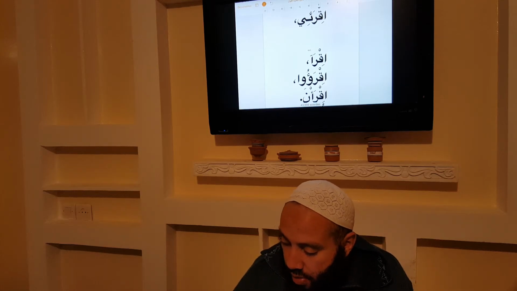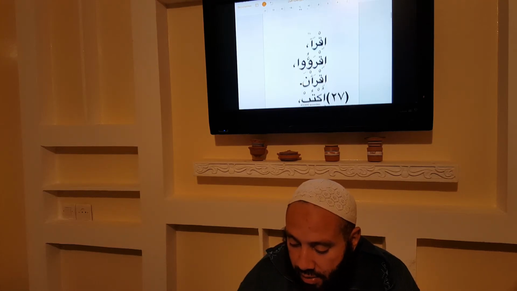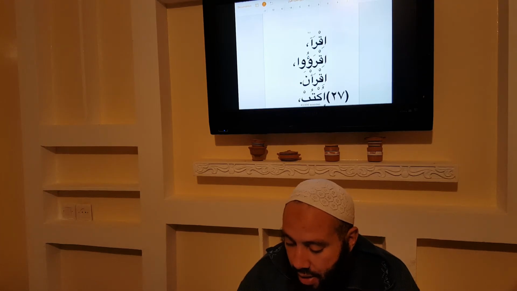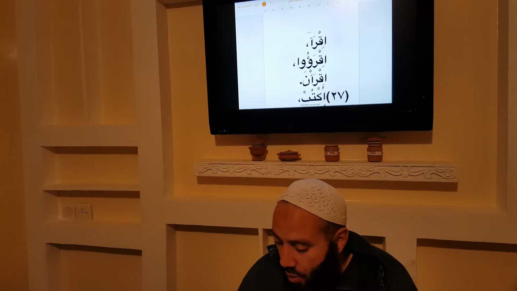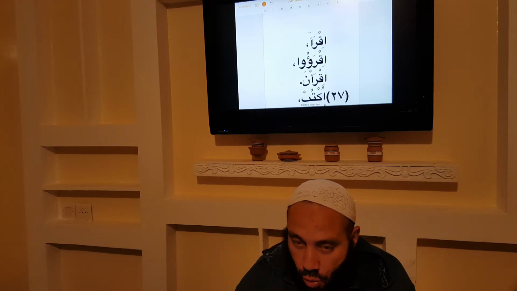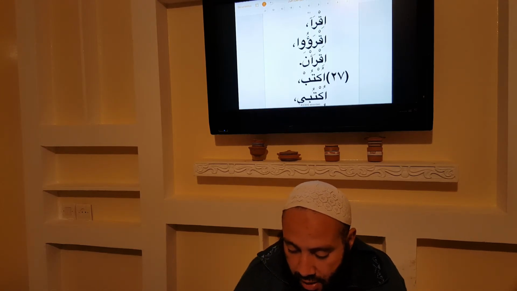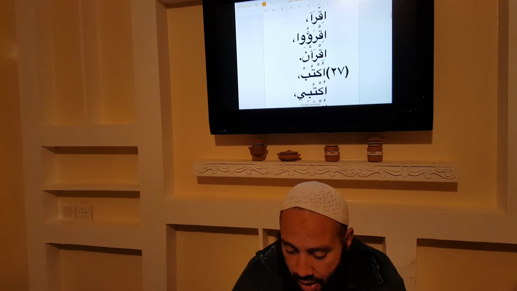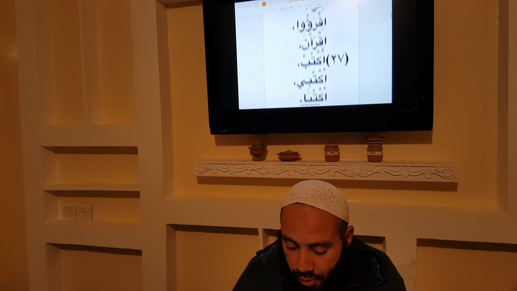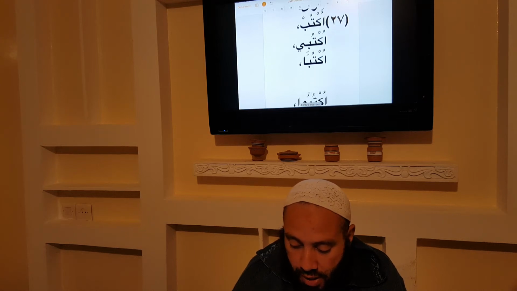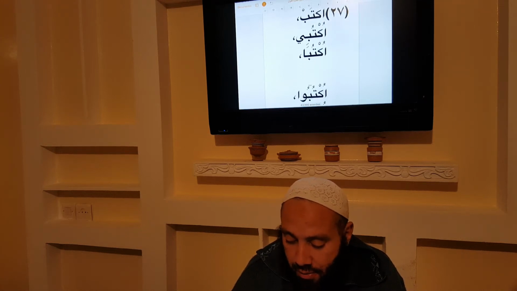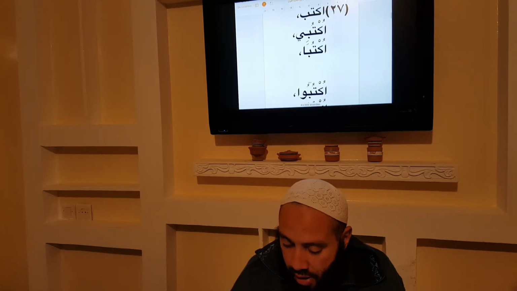So uktub means write. It's a command. Uktub means write for the male form. So what's the female command? They are all commands. It's uktubi, write. Uktubi, ya Khadija, write, O Khadija. Uktuba, it's a command for 2 people, male or female. And then we have uktubu, write, for you lot male, and uktubna for female.